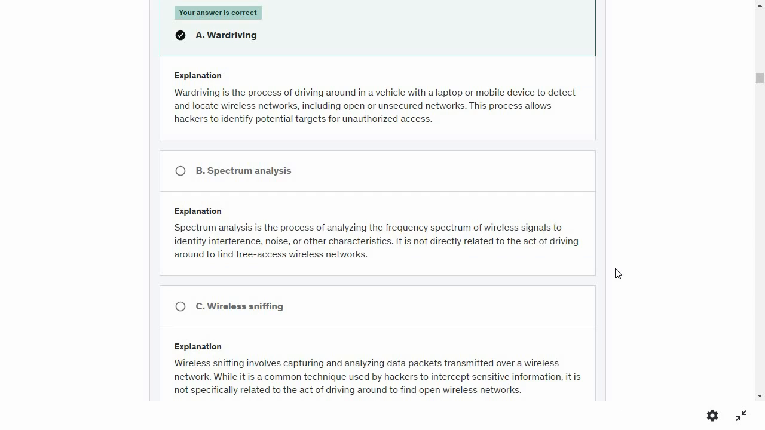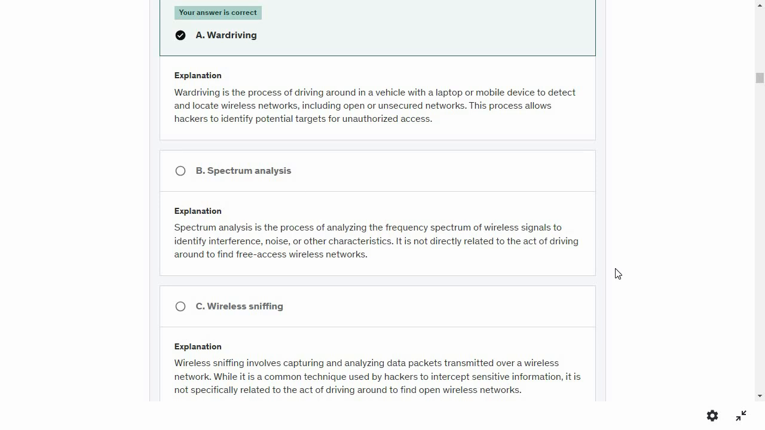Answer number 1, word driving. Word driving is the process of driving around in a vehicle with a laptop or mobile device to detect and locate wireless networks, including open and unsecure networks. This process allows hackers to identify potential targets for unauthorized access. So word driving is the correct answer for this scenario.